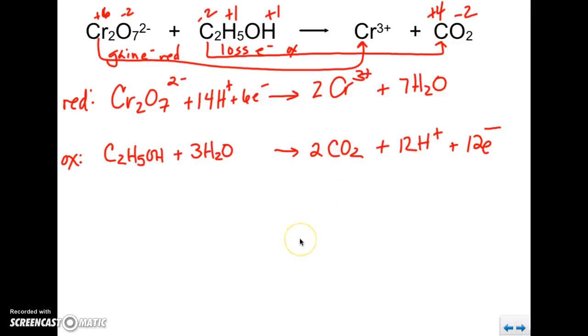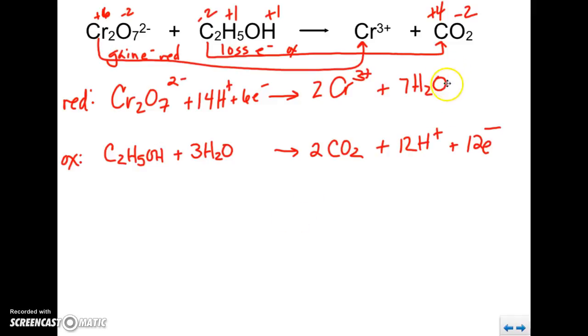Okay, so hopefully you are successful, that you have the same answer that I have here for the oxidation half reaction. We are now at the point where we want to add these 2 half reactions together to get a full redox reaction. But we cannot add them together because the electrons do not balance.